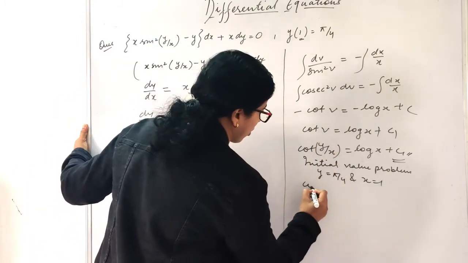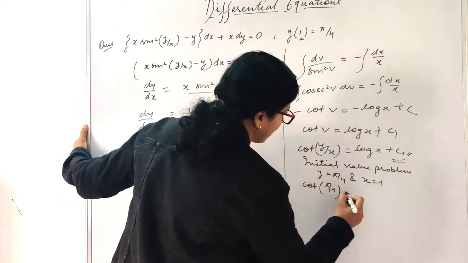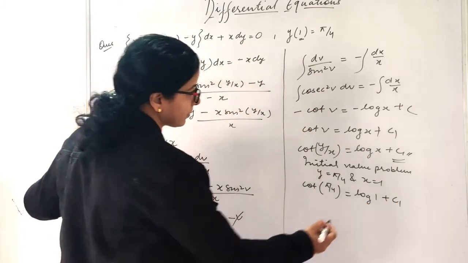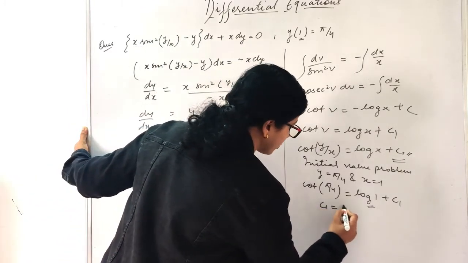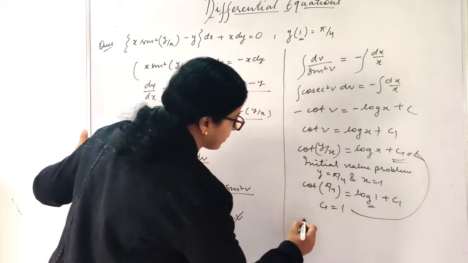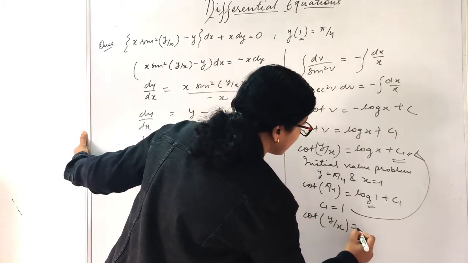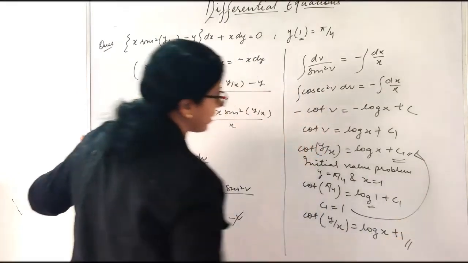So I am getting cot (pi by 4 by 1), same thing, log 1 plus c1. Log 1 will become 0 and cot pi by 4 is 1. So c1 is 1. Let us substitute this value over here. So cot (y by x) equals to log x plus 1. This is the required answer.